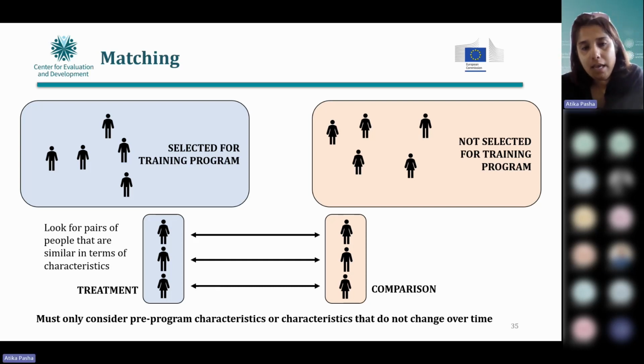One final key point that is relevant for this is that you must consider pre-program characteristics or characteristics that do not change over time. Therefore, you cannot look at individuals 10 months after the program has started and then look at their income status, but must have information on their income status prior to the start of the program.